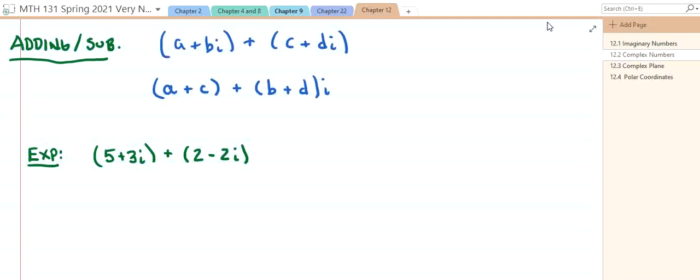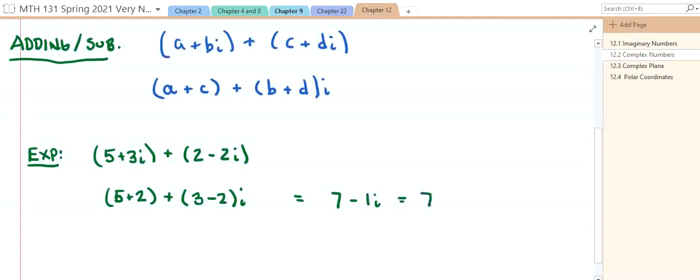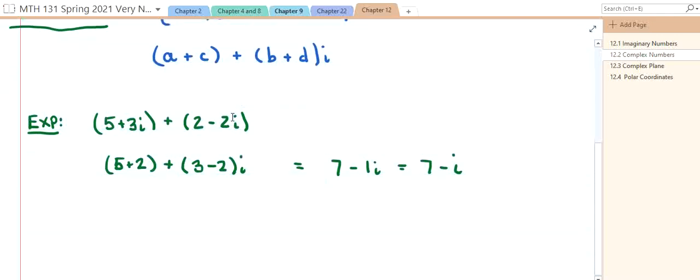So let's do an example. 5 plus 3i plus 2 minus 2i. All right, well, as I said before, we first add the real components, 5 plus 2, and then we add to this the imaginary components, 3 minus 2i. So this equals, simplify this, 7. 3 minus 2 is 1, so 7 plus 1i, or 7 plus i. So I'm going to stop writing this 1i and just show this as i from now on.